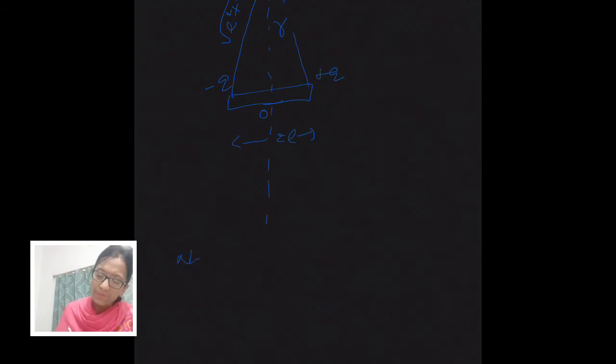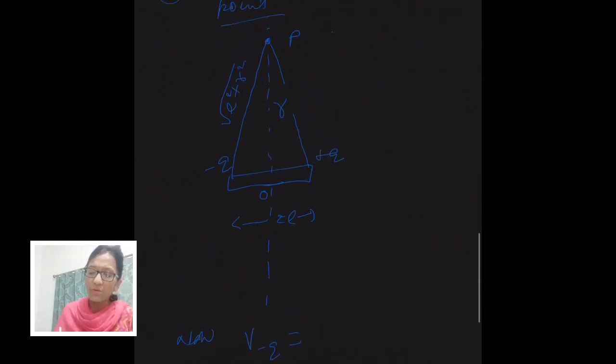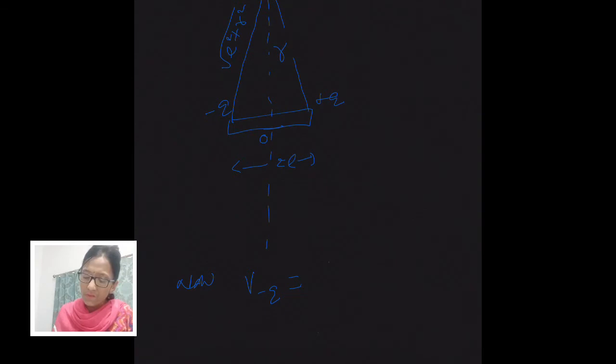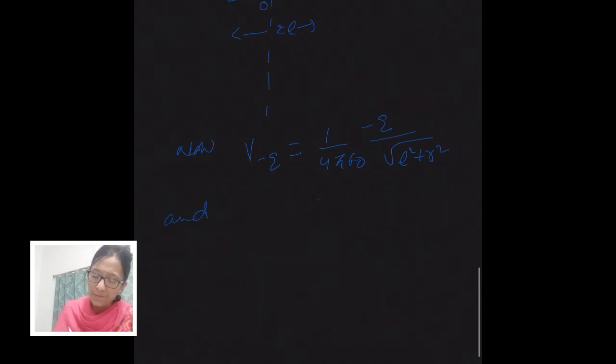Now, potential V due to minus q charge will be equal to 1 upon 4 pi epsilon naught, minus q upon root under L square plus r square, and potential due to plus q charge is equal to 1 upon 4 pi epsilon naught, q upon root under L square plus r square.